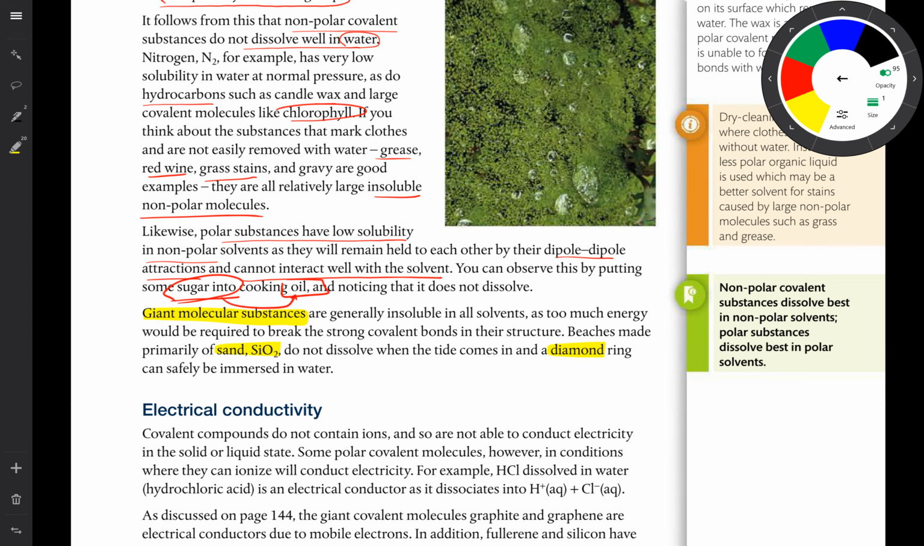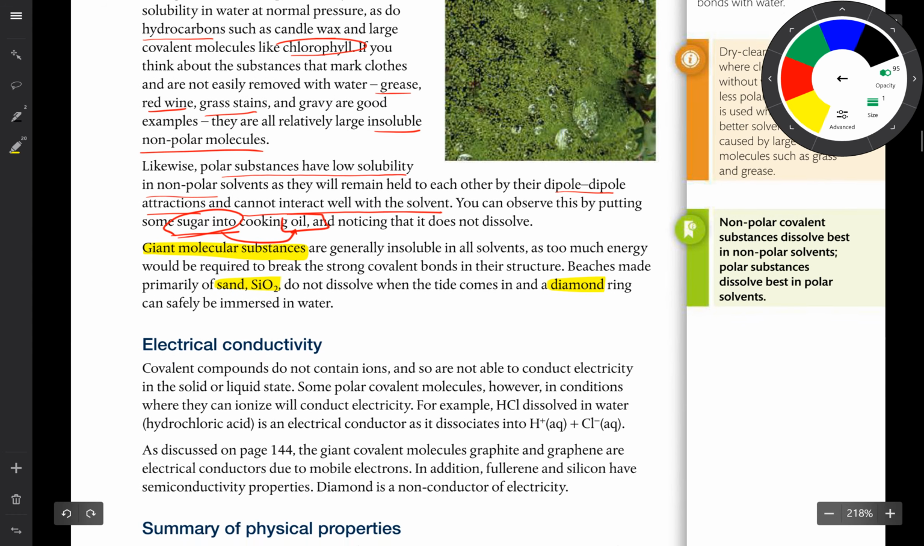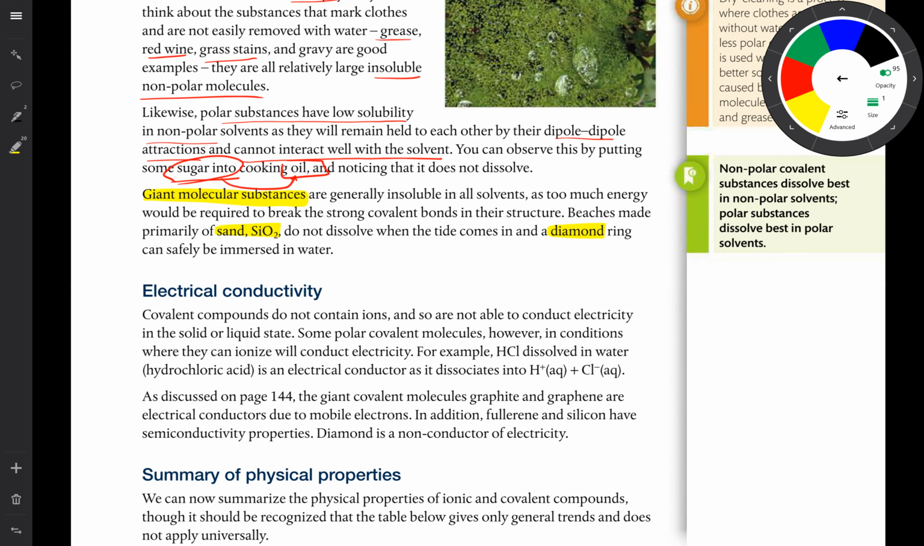The next physical property that we want to talk about is electrical conductivity. Molecular covalent compounds do not contain ions and they don't have a net charge on the molecule. There can be a dipole, but the overall molecule is neutral, so they are not able to conduct electricity in the solid state or even in the liquid state.